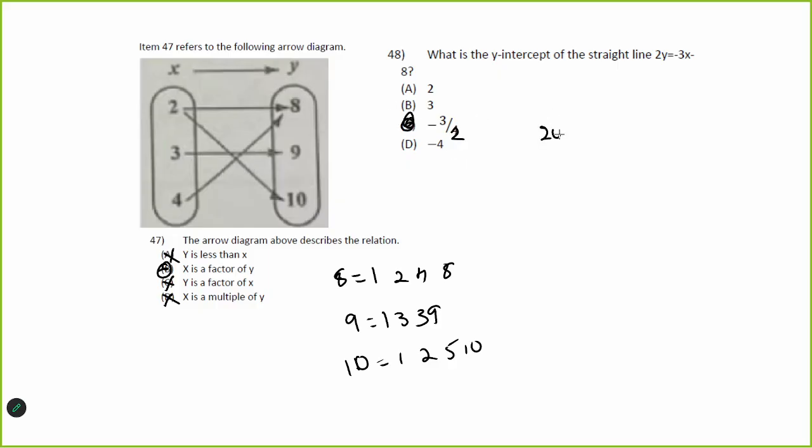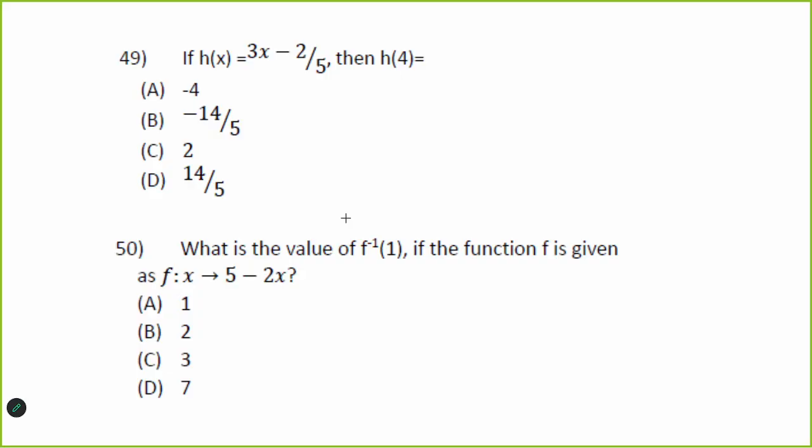Right? Because we said 2y is equal to negative 3x minus 8. Carry this across, so y is negative 3 over 2 x minus 8 over 2. So the gradient is negative 3 over 2. Right? Alright, so the next question, number 49.